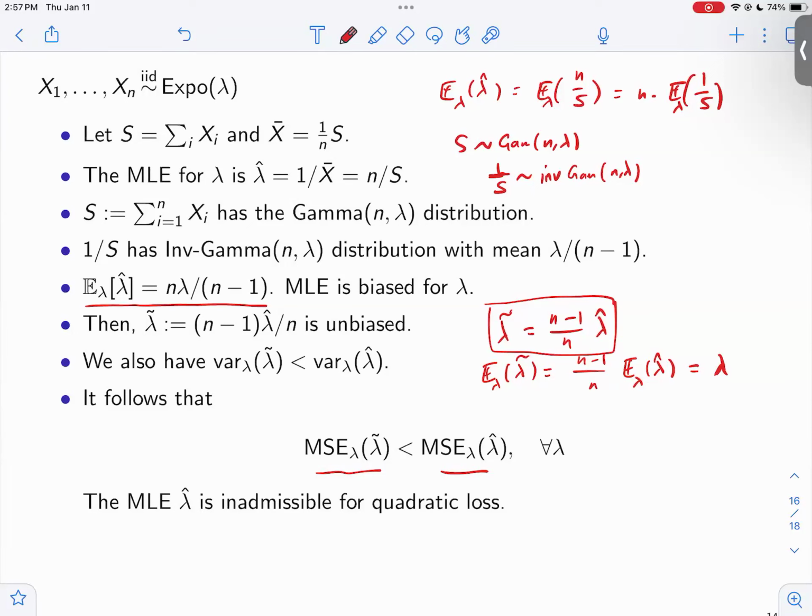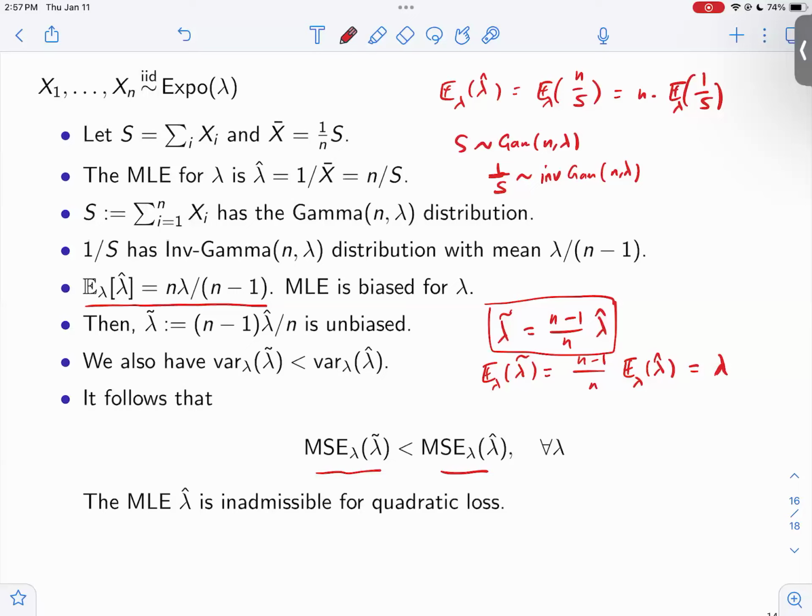You can find the second moment. Basically, you have to do a bunch of integrals because you have the distribution. So the Wikipedia approach is that the variance of lambda hat is n squared times the variance of 1 over S, right? And 1 over S, if you believe me, has an inverse gamma distribution. So you can look up the variance of the inverse gamma and multiply by n squared.